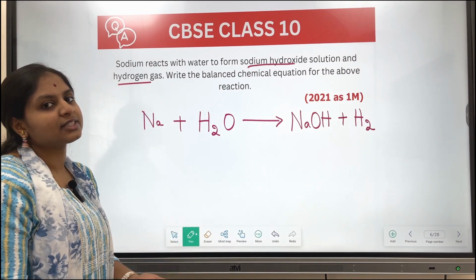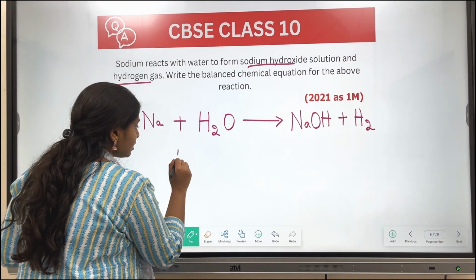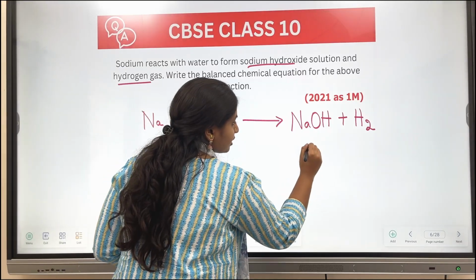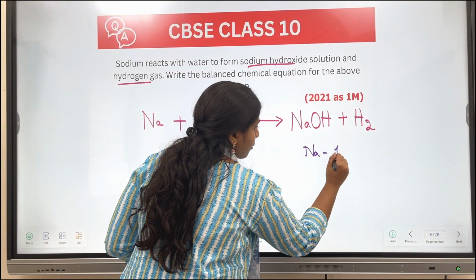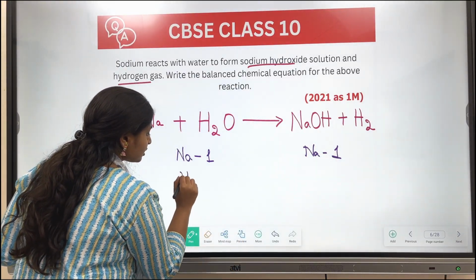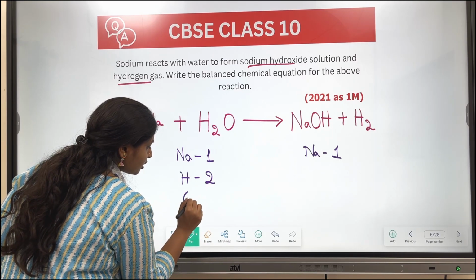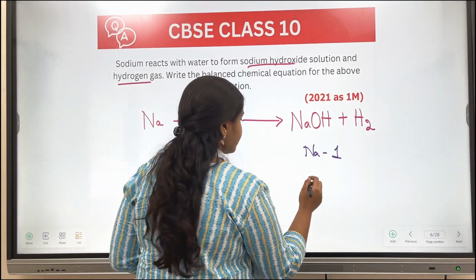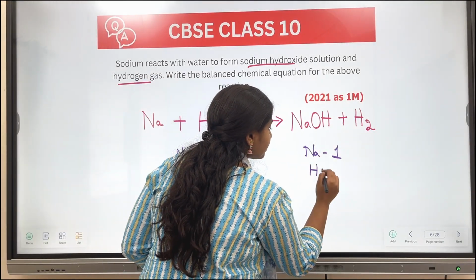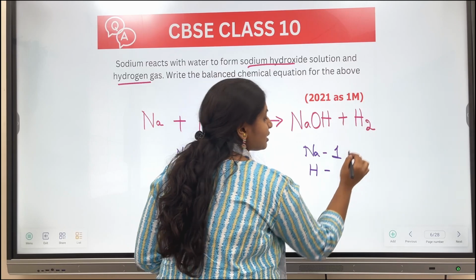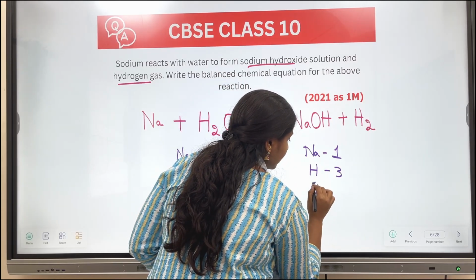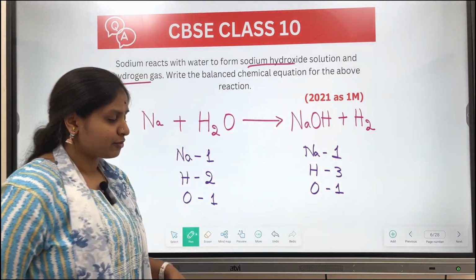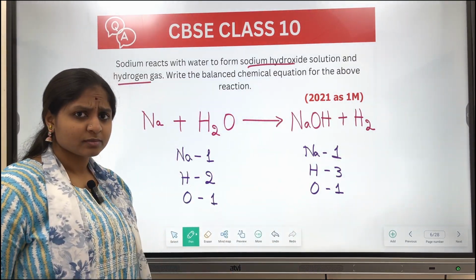To start balancing, first we'll write the number of atoms. So sodium is 1 on the reactant side and same on the product side. Then hydrogen is 2 here, oxygen is 1. Let's write it for even the product side. Hydrogen is 1 plus 2. There are 3 hydrogen and oxygen is just 1. Therefore, we have written the number of atoms.